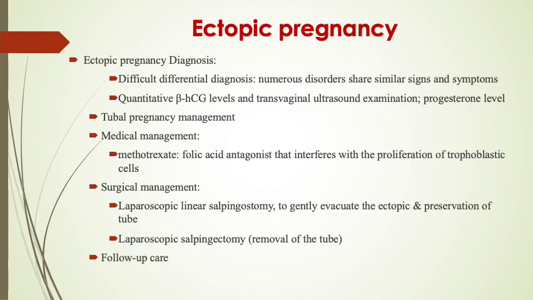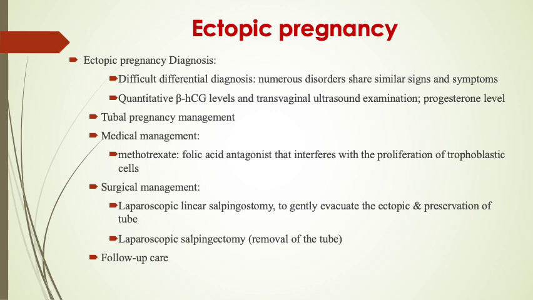With regards to the ectopic pregnancy diagnosis, ectopic pregnancy tends to have a difficult differential diagnosis, and this is because there are numerous disorders that share similar signs and symptoms. Remember, we talked about abdominal pain as one of the symptoms. There are other conditions too that patients will present with, and abdominal pain will be one of them. So that's why it is a difficult differential diagnosis.